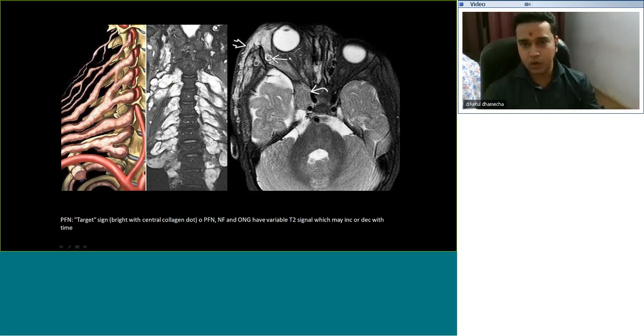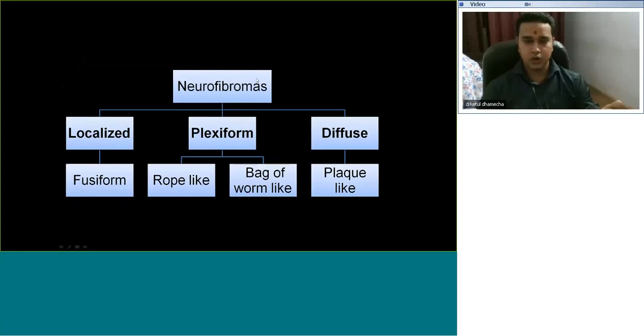That's why the orbit is displaced, as well as the medial temporal lobe protruding inside the orbit. So this is classical sphenoid wing dysplasia with multiple cutaneous neurofibromas. Neurofibromas may be localized, plexiform, or diffuse. Localized may be the fusiform variety. Plexiform may be rope-like, like what I have seen in that image, or bag of worms-like. Diffuse is like a plaque, which we have seen on the skin surface.